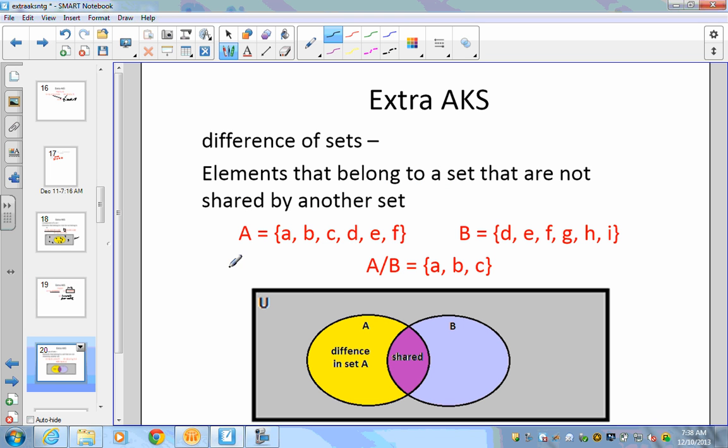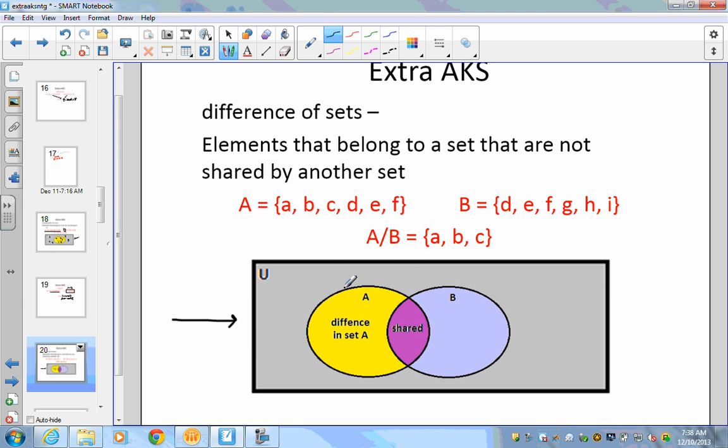All right, the difference of sets. Now, if you look at the little Venn diagram, it shows you visually what we're doing here. You notice that we have two sets, and the circles overlap each other, so we have some shared stuff. But what we're really paying attention to is everything that is in set A that's not in set B.